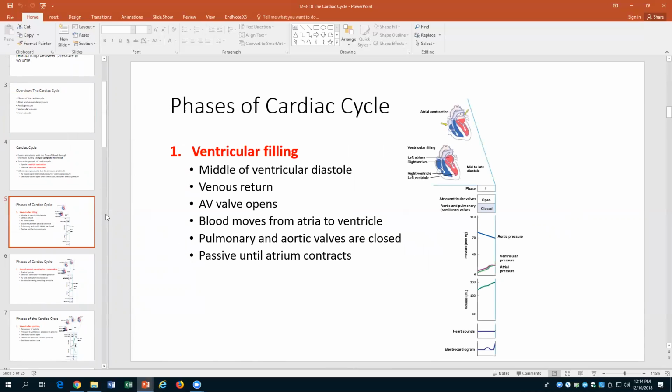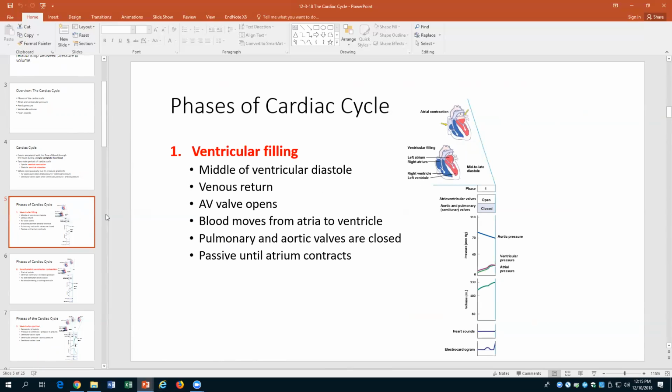All right, so let's review the cardiac cycle. We'll start by going through each of the phases, right? So the first phase is called ventricular filling. This is where your ventricle is receiving blood, okay? Your AV valve is open and the pressure has to be higher where? In the atria or the ventricle?